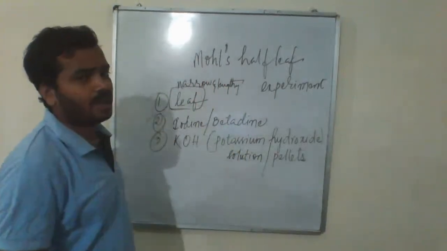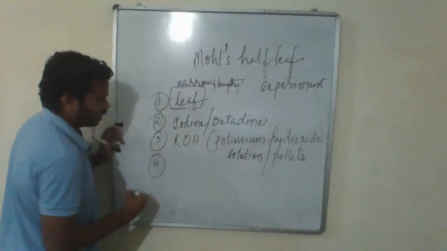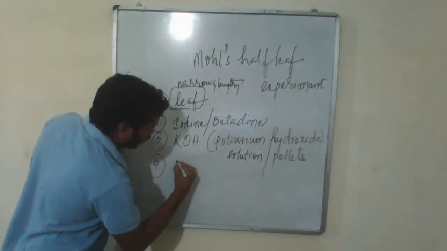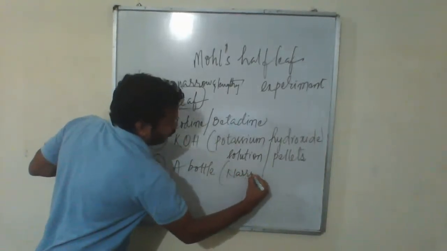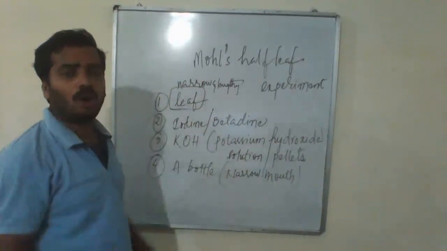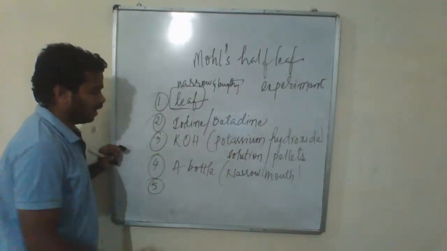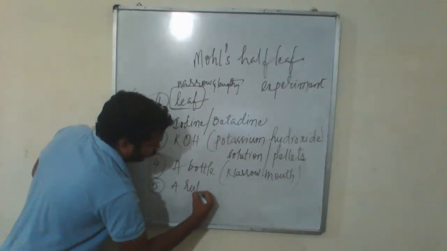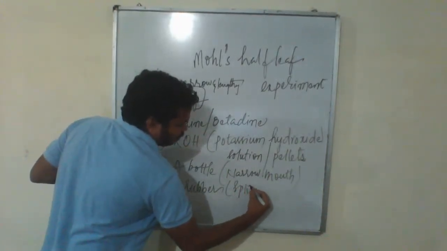Knowing the apparatus required is very, very important. Next, the fourth one, a bottle which has a narrow mouth, which can fit this leaf into. You have to take a bottle with a small mouth so that the leaf can be put inside. And the fifth one, a rubber cork with a split.